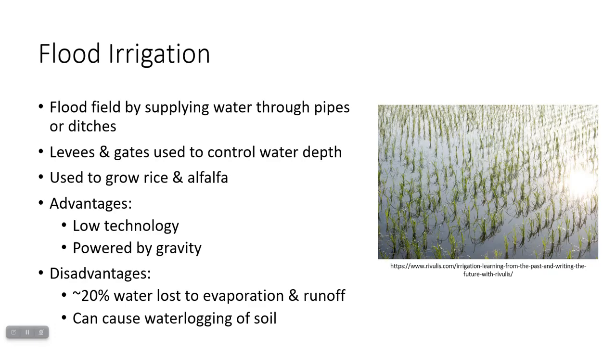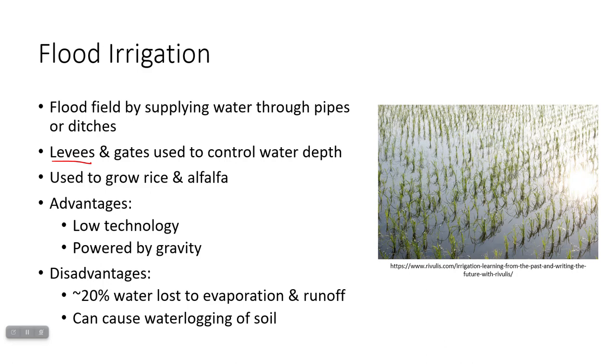Kind of the old school, oldest method of irrigating is flood irrigation. Usually you use a series of channels to bring water from whatever water source to your field. Sometimes you flood it, sometimes you're just watering it a little. You can use levees and gates to control the water depth and control water entering. Flooding irrigation, where you have the field kind of flooding, is a little more used for rice and alfalfa. We're going to talk about a subtype of flood irrigation in a moment as well.